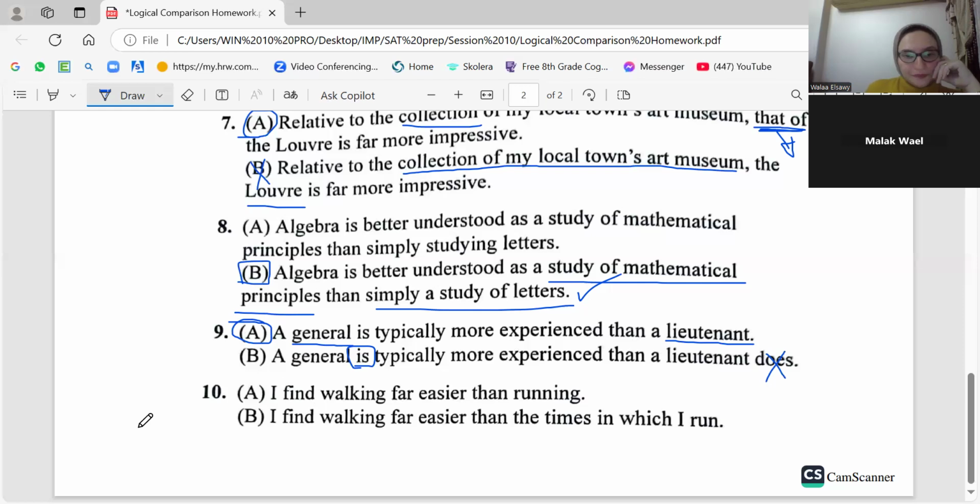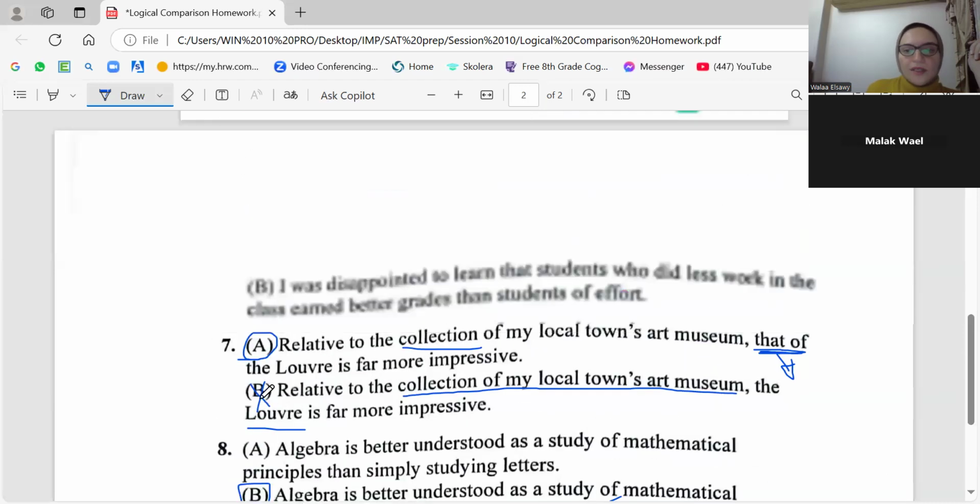Okay. It's A. I find walking far easier than running. I find walking far easier than the times. So here you're comparing walking to times. Illogical. So here you're comparing an activity, which is walking, to another activity, which is running. So that's why A is perfect.